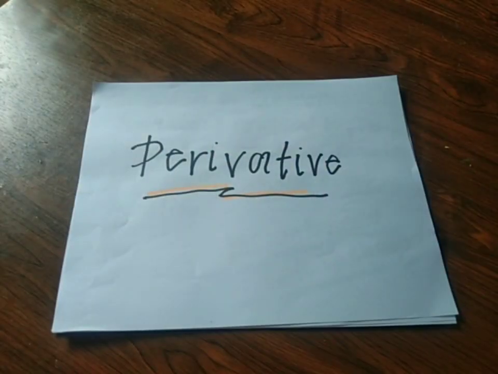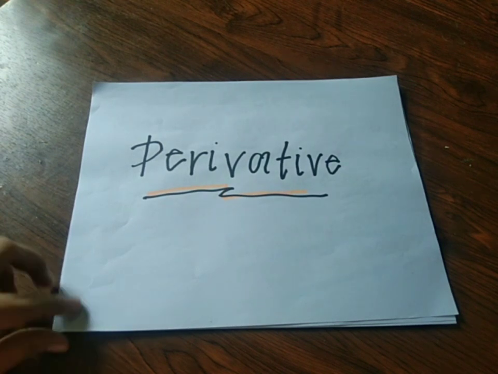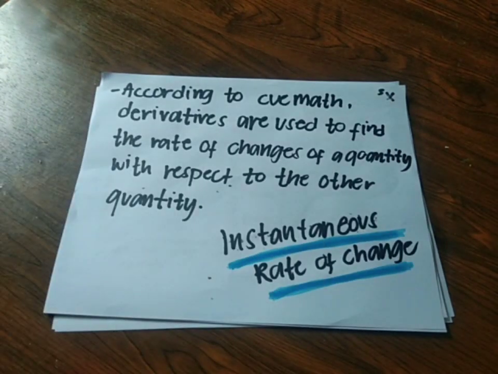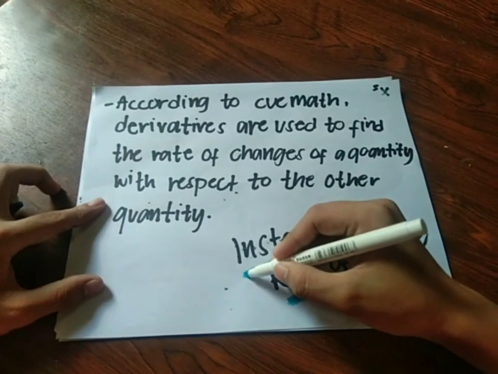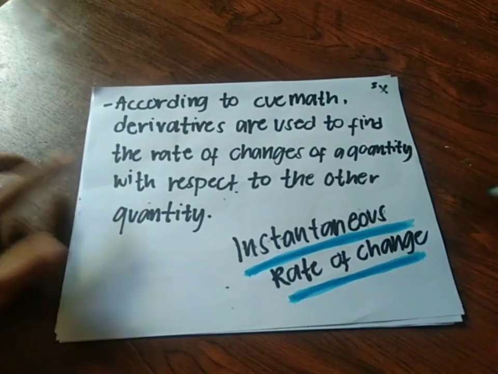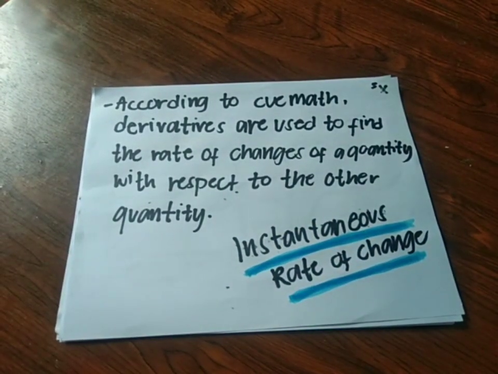Before tackling how to find the first derivative, let us first define what derivative means. According to QMath, derivatives are used to find the rate of change of a quantity with respect to another quantity. So when you are dealing with derivatives, you are also finding the instantaneous rate of change at a certain point. Remember that when you are finding the first derivative, you can also find the slope of the tangent line.